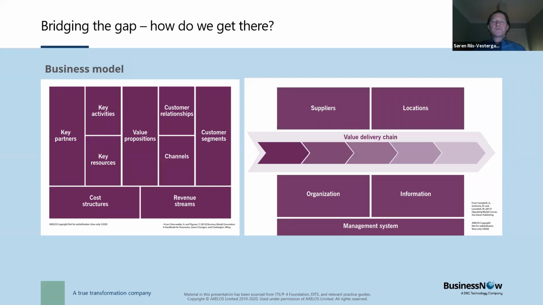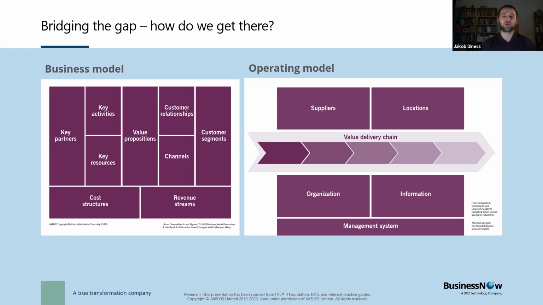I can really recommend it. It's somewhere over there on my shelf. And it's one of these books that give you a framework to put in all your good thoughts. The model to the right is the operating model. So the business model was the why and the who. Then you could say that the operating model is the how. And you can recognize things here, maybe from an ITIL Foundation course, that you have a value delivery chain. This is also known as the service value chain in ITIL 4. And on top of that, you would try to map in your suppliers, your location, your organization, information technology, and management systems.